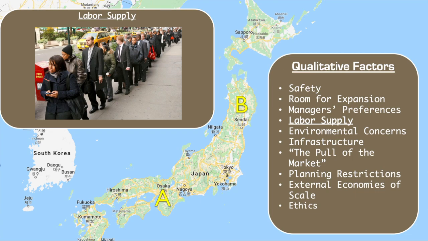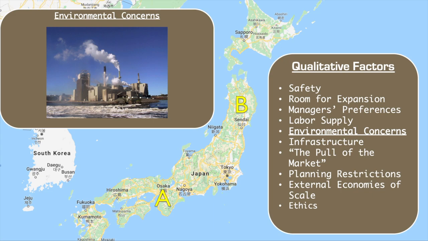There are environmental concerns as well. So maybe option A is on a brown field or is a former site that had waste, and by opening your factory there, you'll actually be improving the environment. But maybe in option B, there's some sort of endangered field mice that live out there, and environmental groups are going to be upset, and you need to consider that as well.